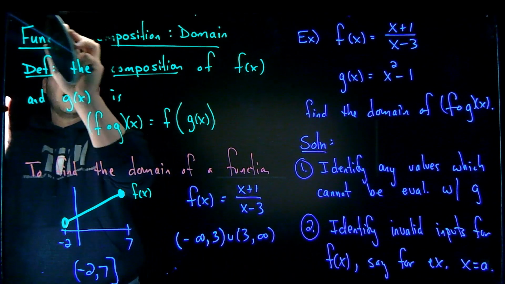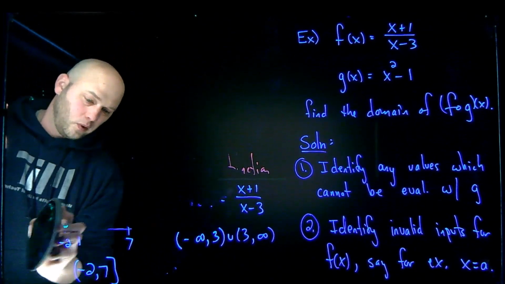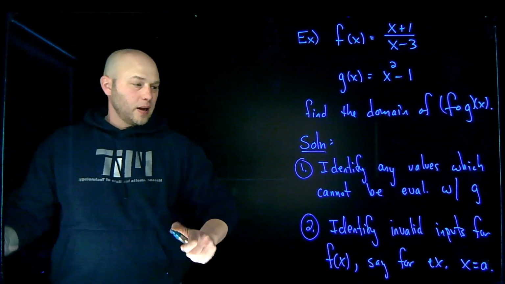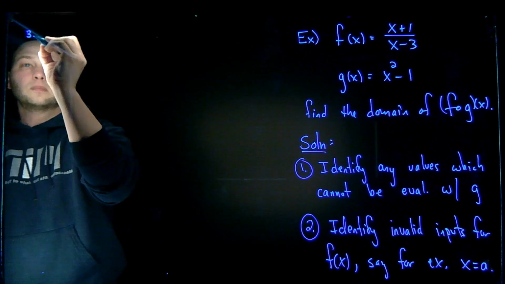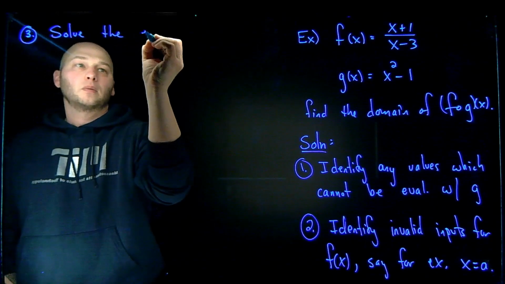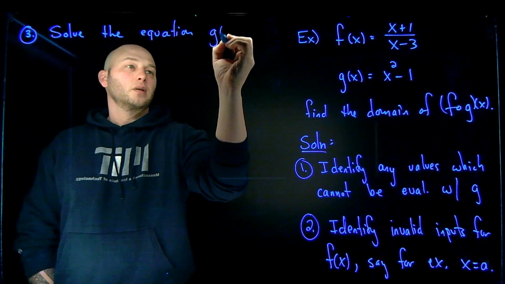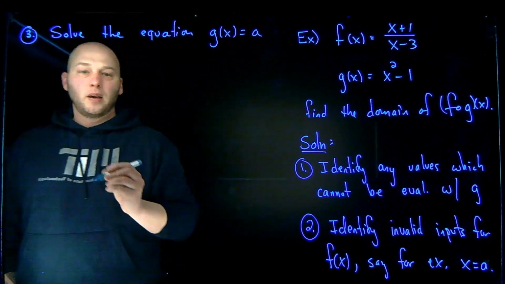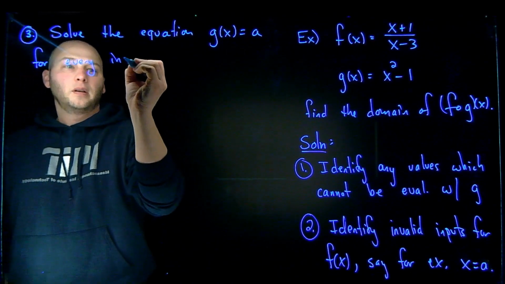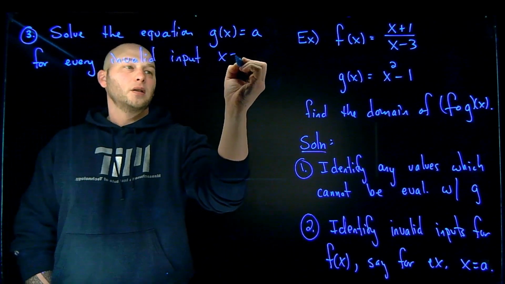So let me go ahead and write out the third step here before we get into the details for this specific example. The third step would be: solve the equation g of x is equal to a for every invalid input x equal to a for f of x.